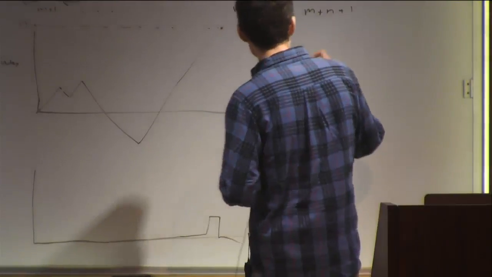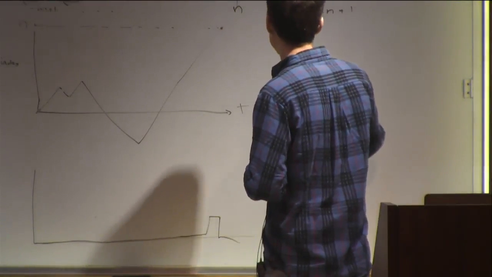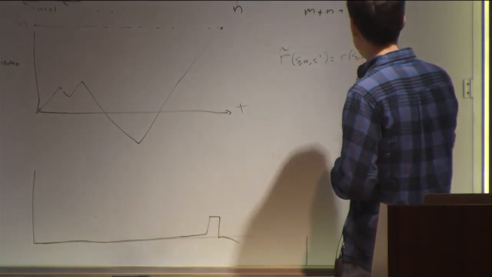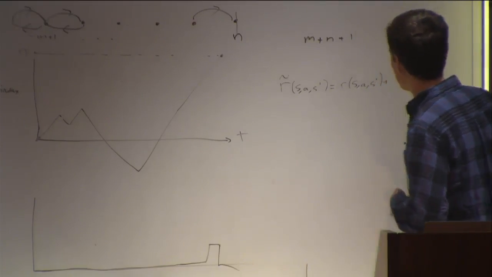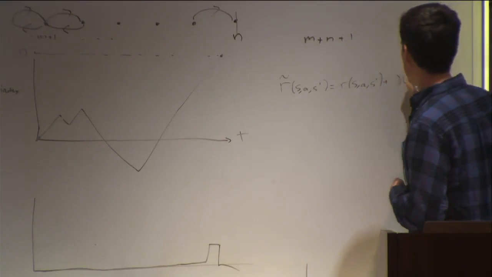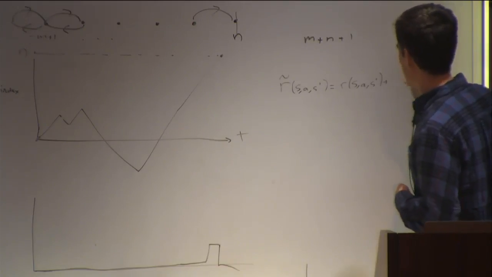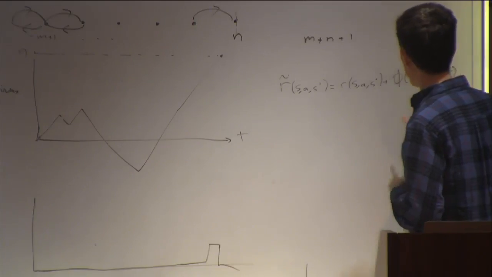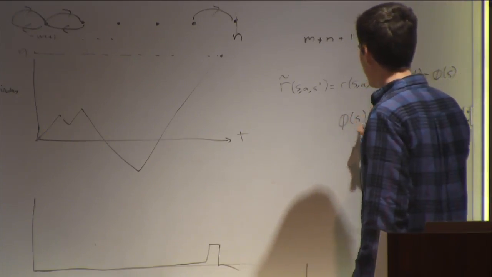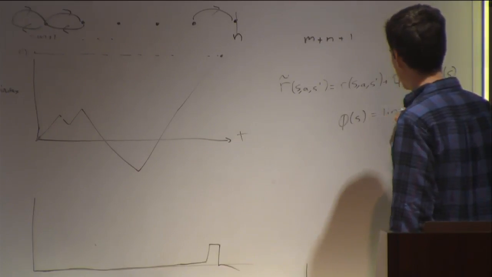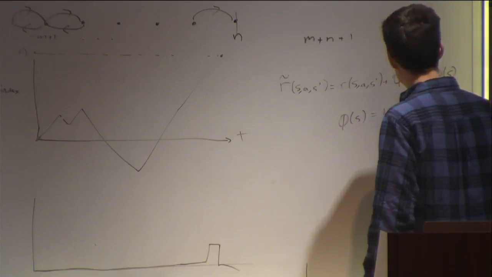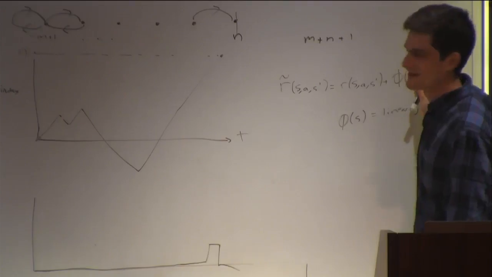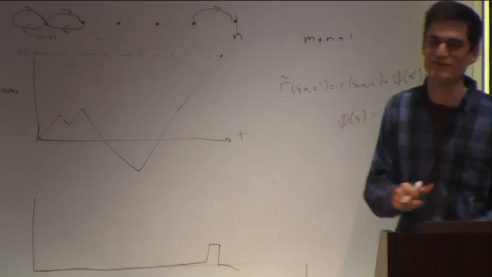So let's define our new reward function, r tilde of s, a, s prime, to be r of s, a, s prime plus, I'll leave out the discount for now, phi of s prime minus phi of s, where phi of s is something that's linearly increasing with the state index. So that means if you go to the right, this difference will be positive, and if you go to the left, then it'll be negative.